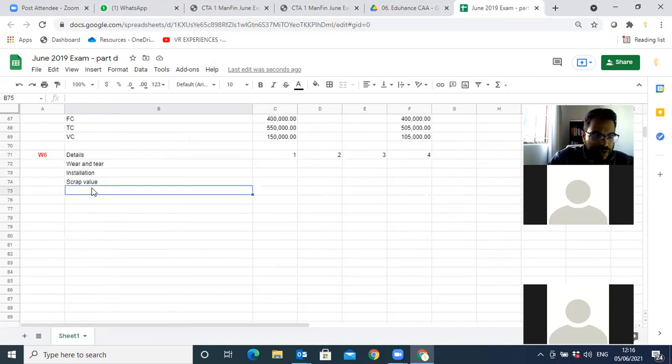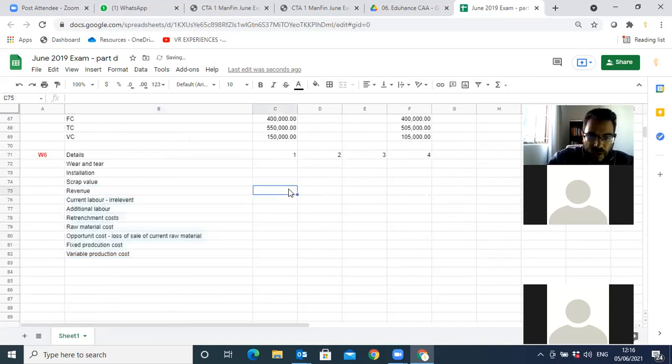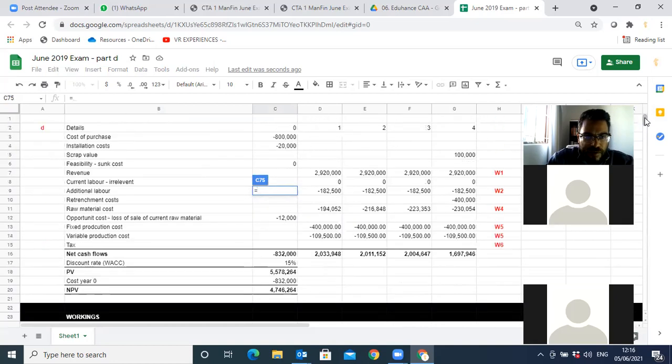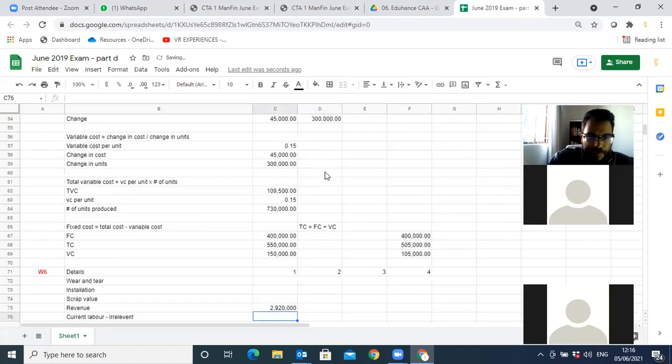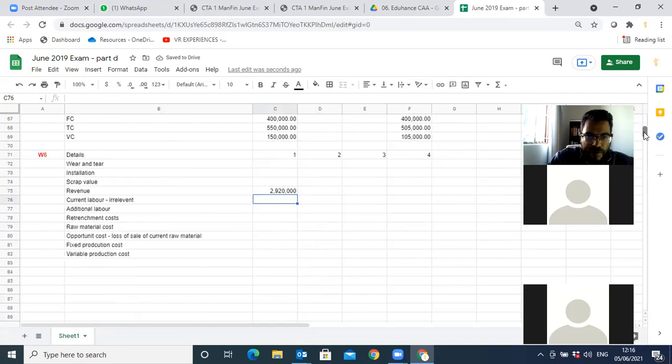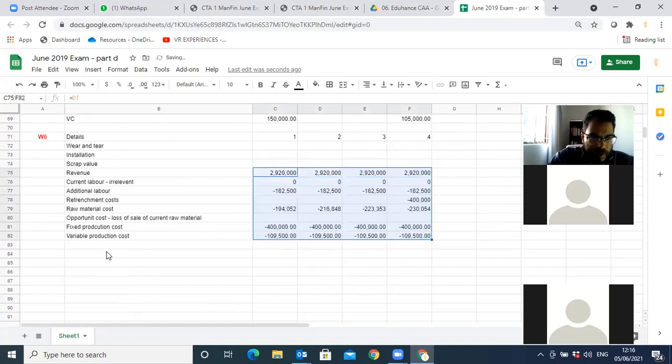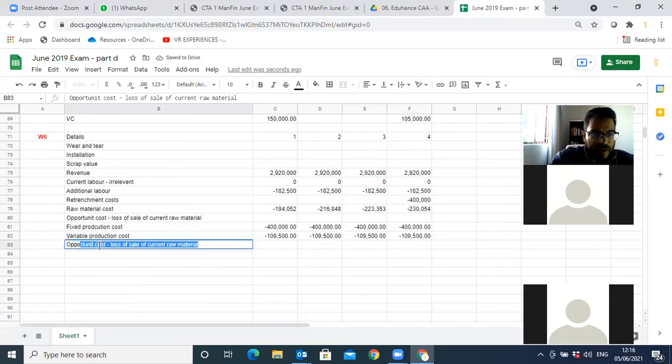If you bring in all of these, you can just say equal, I'll go fetch it, equal to that revenue. And then you can bring in the opportunity costs as well. You must always bring in the opportunity costs.